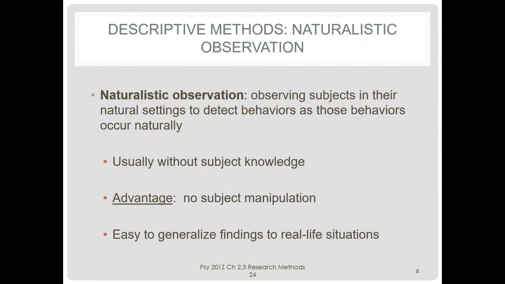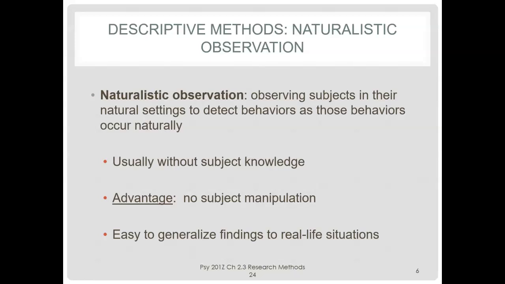So with naturalistic observation, you're observing subjects in their natural setting to detect behaviors as those behaviors occur naturally. Now, usually subjects don't know that they're subjects. You might think, well, isn't that kind of unethical? Shouldn't people know if they're a subject? There's no expectation of privacy when we're out in the social world. People are just doing what they're going to do. We're just observing that and describing that.